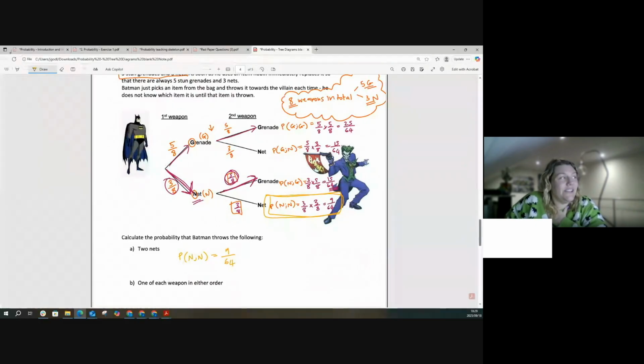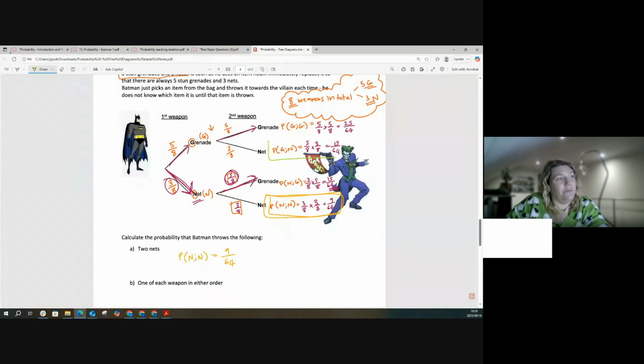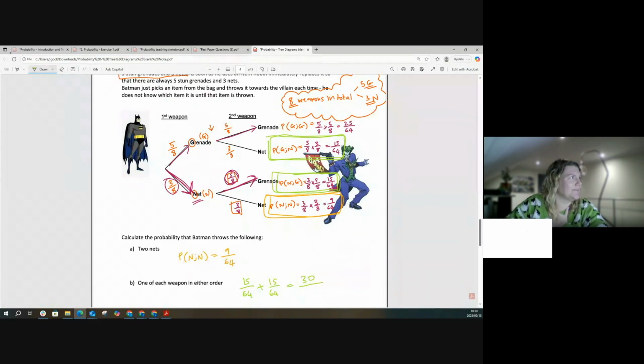One of each weapon in either order. Okay, so that would be this one, because that's a grenade and then a net, and this one, which is a net and then a grenade. And remember, when we're looking at multiple ones, we add them. So that's 15 out of 64 plus 15 out of 64, which gives us 30 out of 100. Oh, hold on. No, I'm adding my denominators like a nincompoop.